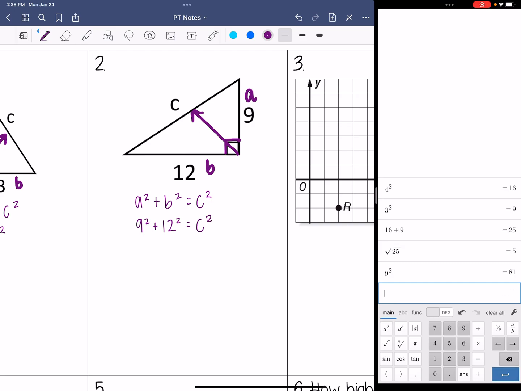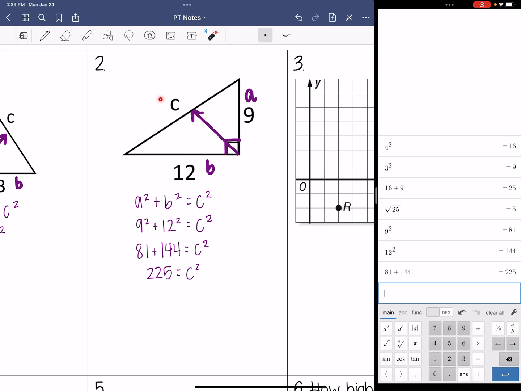So 9 squared equals 81, plus 12 squared, which is 144, equals c squared. Now I'm going to add those two together. So 81 plus 144 equals 225, and this equals c squared.